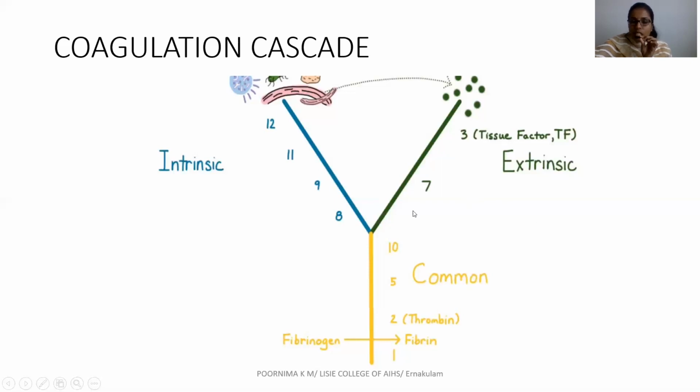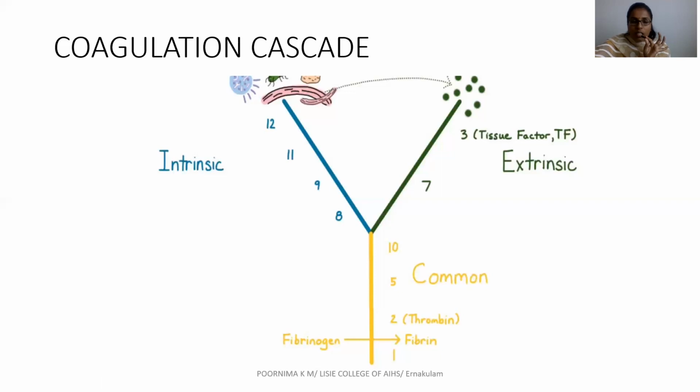The test which is used to detect whether there is any deficiency of coagulation factors involved in the common pathway and extrinsic pathway is the prothrombin time test. We have already discussed the prothrombin time test. Today we're going to discuss the APTT, activated partial thromboplastin time.